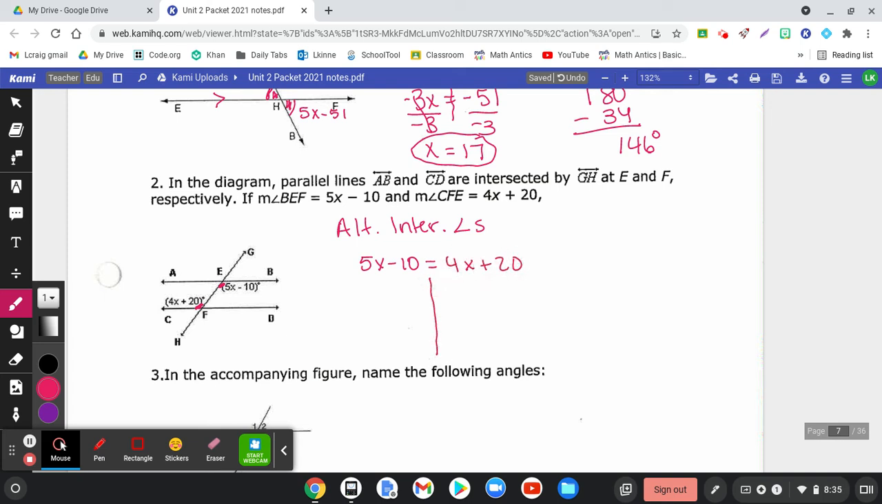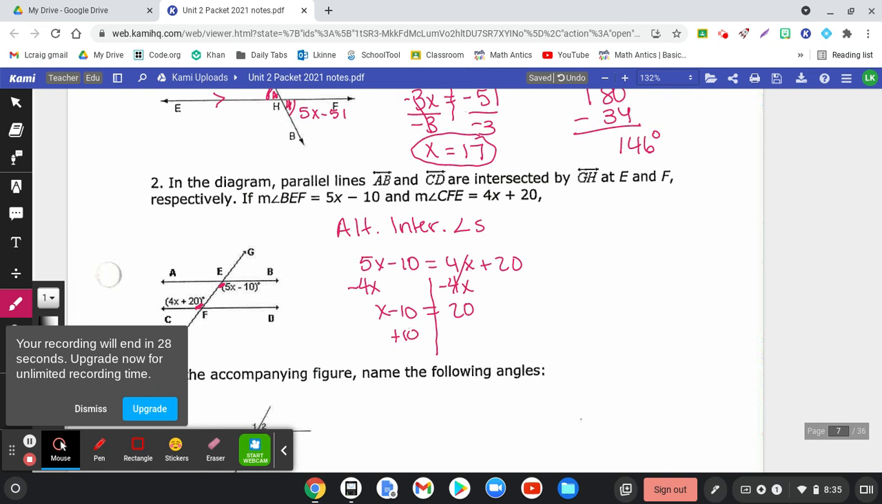Really, all you're doing each time is asking yourself, are they equal or do they add up to 180? And make your equation based on that. All right, so I'm going to subtract the 4x to be with the 5x. You're left with 1x, or just x minus 10 equals 20. Add 10 to both sides. And we get x equals 30.